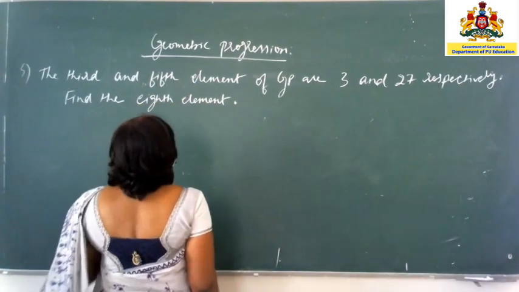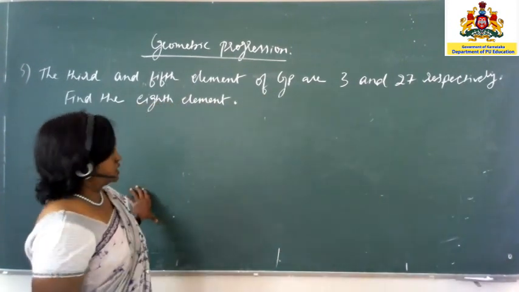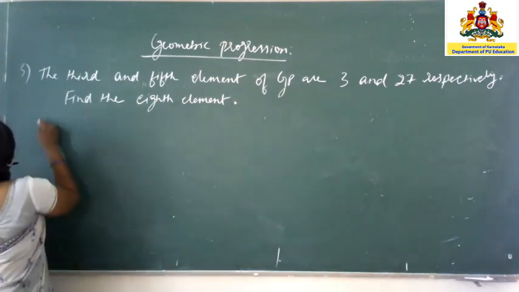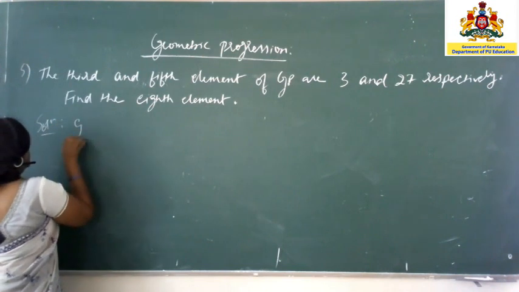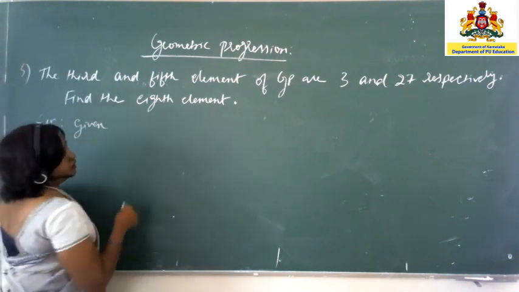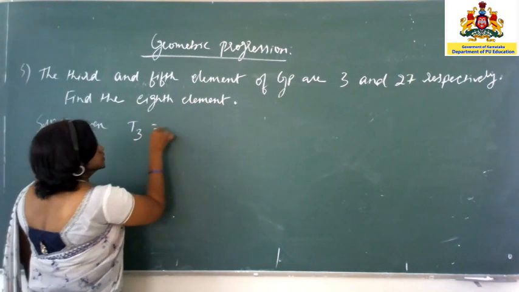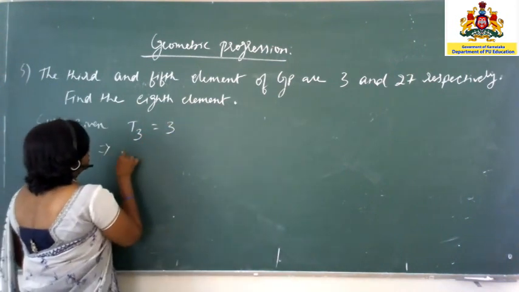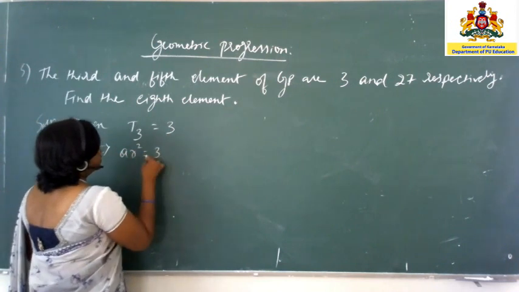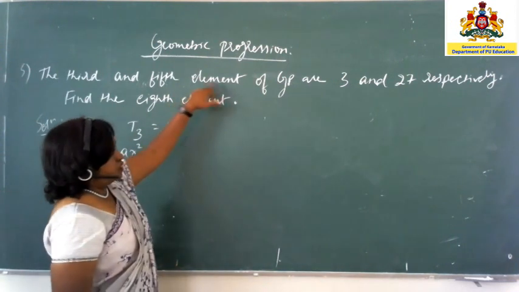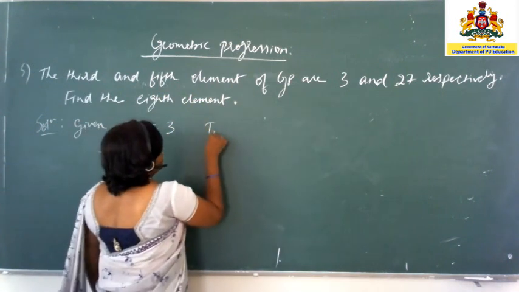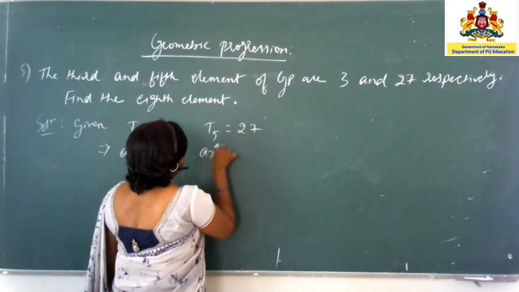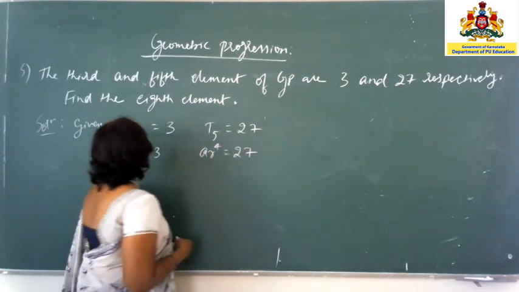Next question. The third and fifth element of GP are 3 and 27 respectively. Find the eighth element. Given T3, the third element, is equal to 3. So that implies AR square is equal to 3. And fifth element, T5 is equal to 27. So AR to the power of 4 is equal to 27.